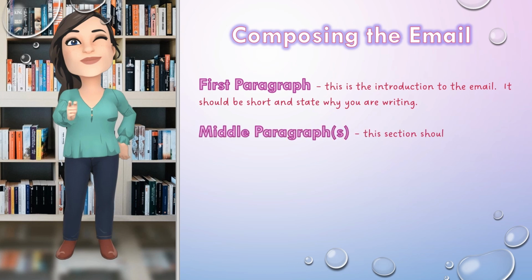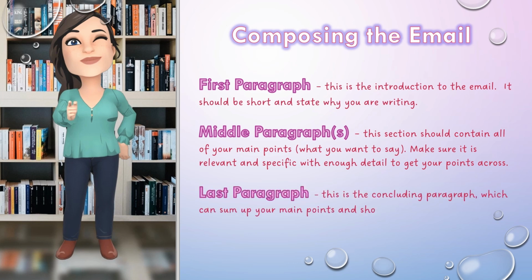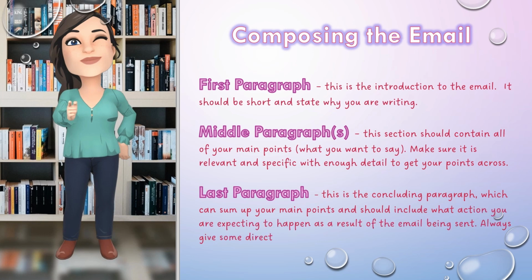Then the middle paragraphs are your main body, and these should contain all of the main points that you want to say. Make sure it's relevant and specific with enough detail to get your points across. Then your final paragraph, the last paragraph, this is the conclusion, and it can sum up your main points and should include what action you were expecting to happen as a result of the email being sent. You must always give some direction in your conclusion, even if it is just "I look forward to your response".